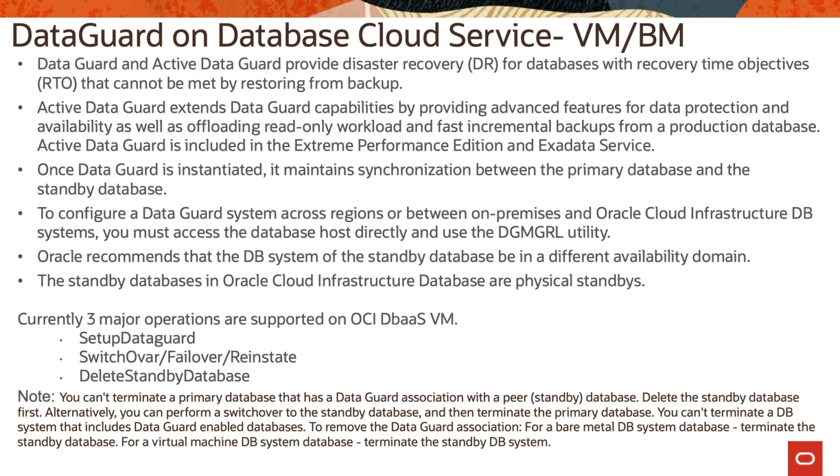A standby database in Oracle Cloud Infrastructure is always a physical standby, so no logical standby or snapshot standby. A physical standby database can be converted to a snapshot standby in case you want to perform certain kinds of testing. Currently 3 major operations are supported on OCI DBAS VM. One is setting up a Data Guard, then switchover, failover, and reinstate, and finally, if you want to drop them, you have the delete standby database activity.